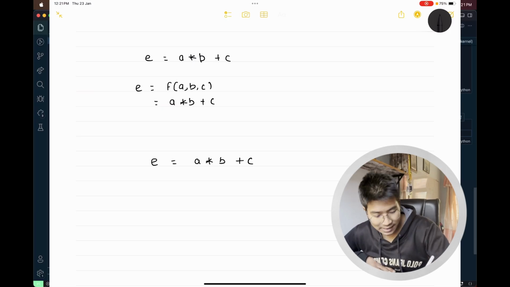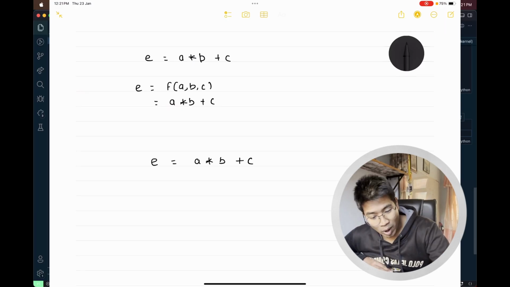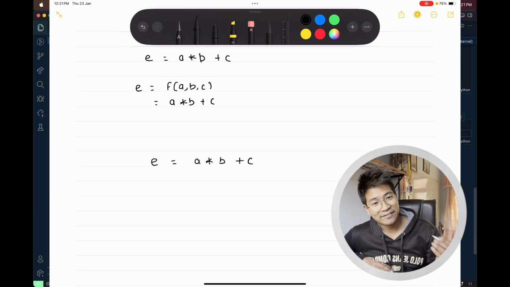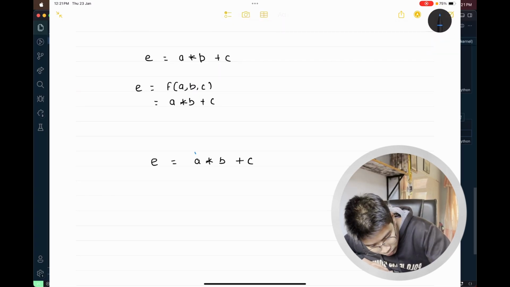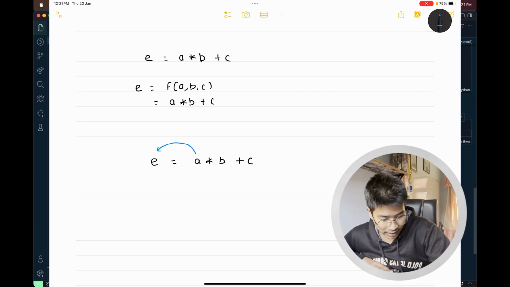E is the output, right? So what are the variables that can affect E is what we basically want to know. So a can affect E, right? B can also affect E.